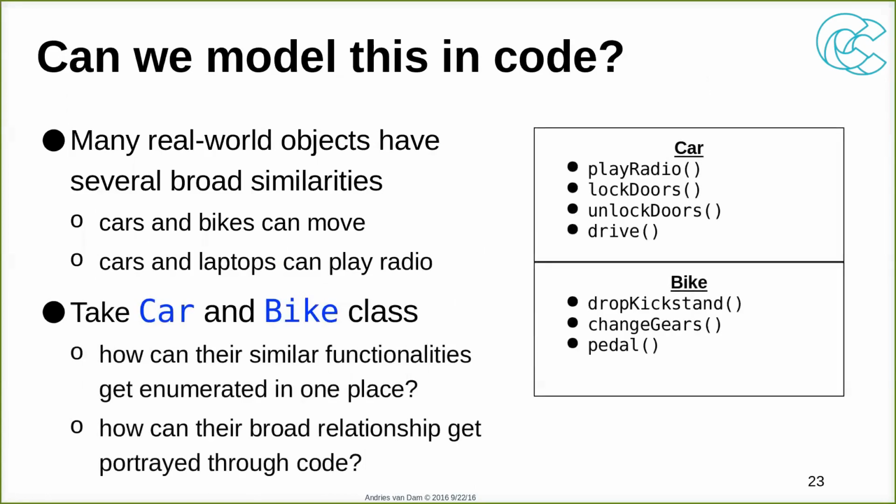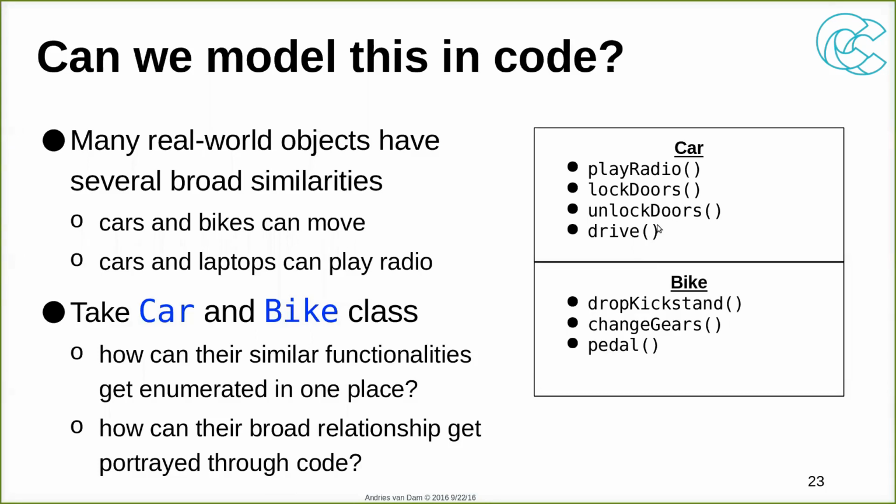So if we model this in the real world, then we have this car and the bike class. The car class would have these methods as shown here: play radio, lock door and drive. And the bike class would have drop kick stand, so you put on the stand of the bike, you can change the gears and you can pedal. But this doesn't yet capture the similarity. You said the similarity is that they move, but if you end up using two different classes, you cannot say that both are vehicles which move. You have to do it separately.